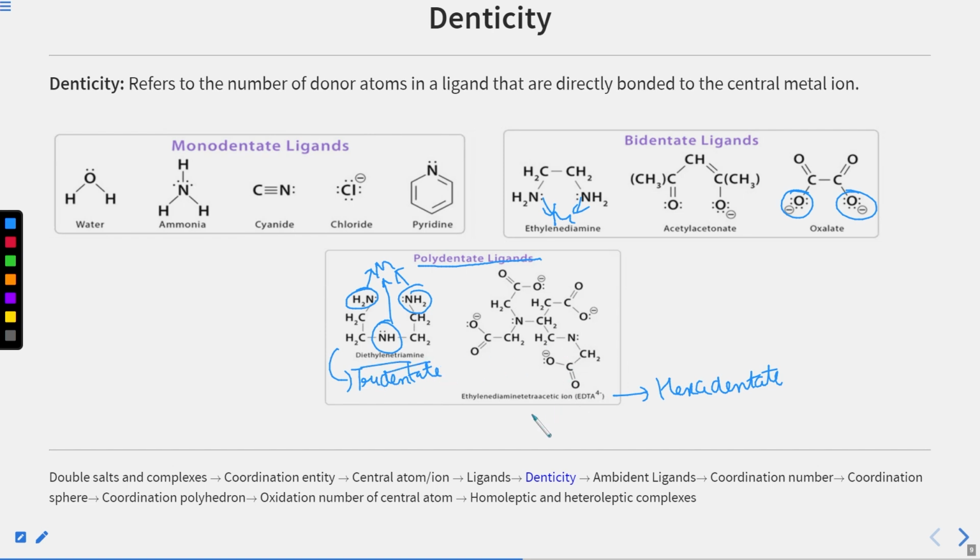Now here is the example of hexadentate. How is it hexadentate? First of all this negative charge 1, 2, 3 and 4. Now two more sites should be there. So they are this nitrogen and this nitrogen. So if you want to draw it, you can draw it in this way. So we have a CH2 here. Okay. So how you would donate it?